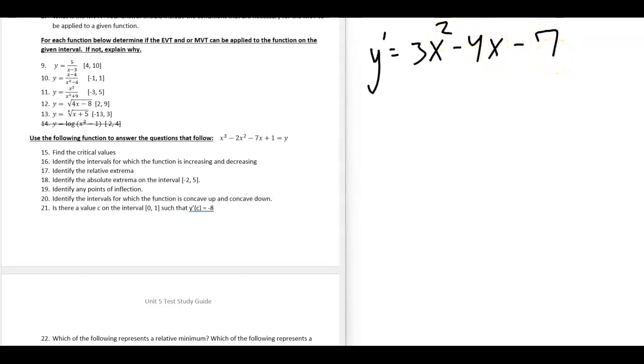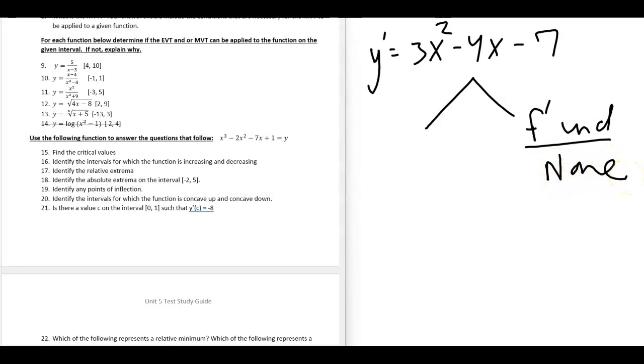Now that's a polynomial, and so therefore, where will the derivative be undefined? There will be no places where the derivative is undefined, because polynomials are continuous everywhere, so there won't be any discontinuities for that derivative. But we can find some places possibly where the derivative equals 0. Now, you guys can use either the quadratic formula or you can use factoring. I'll leave it up to you.